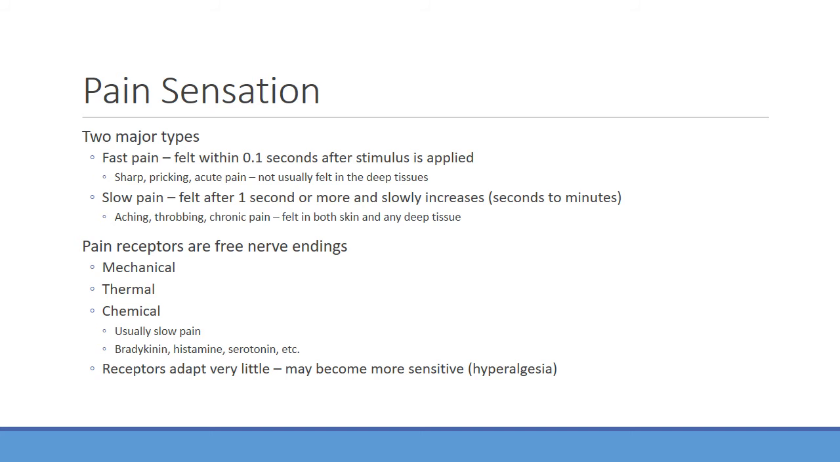As far as pain sensation goes, there are two major types of pain that are felt. There's fast pain, and there's slow pain, right? Fast pain is usually felt within a very short period of time, say within 0.1 seconds after a stimulus is applied. This is where you get sharp, pricking, acute pain. You normally don't feel this in the deep tissues, right?